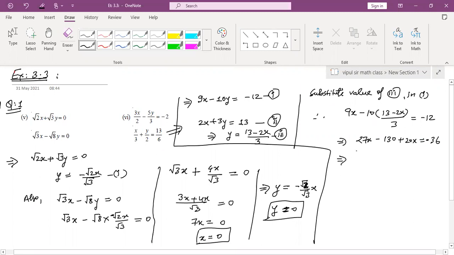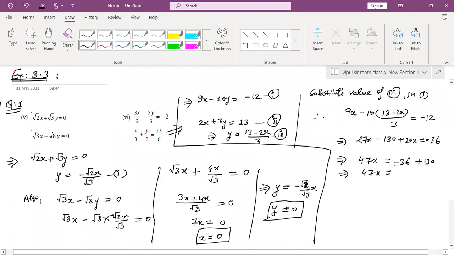Student, is it clear? Now, is it clear? Yes. 27x plus 20x is how much? I think it will be 47x. Yeah, 47. And minus 36 as it is, and this plus 130. So 47x is equals to how much? 130 minus 36.